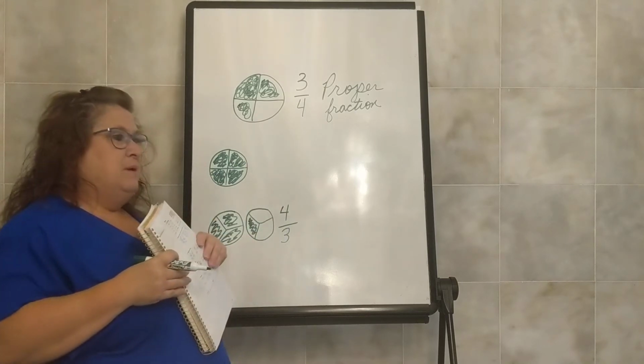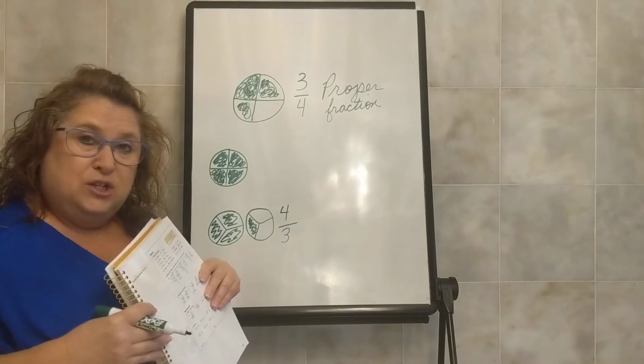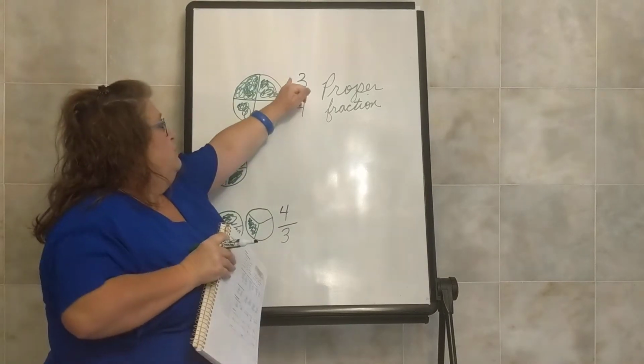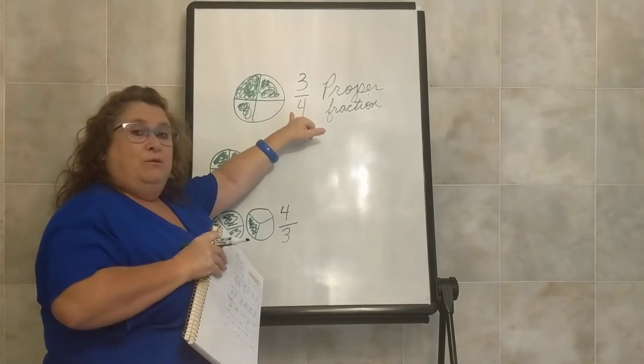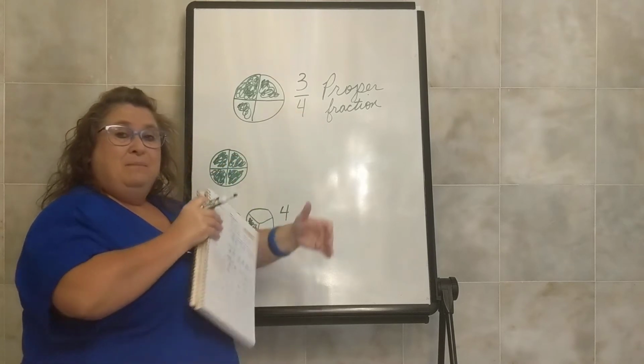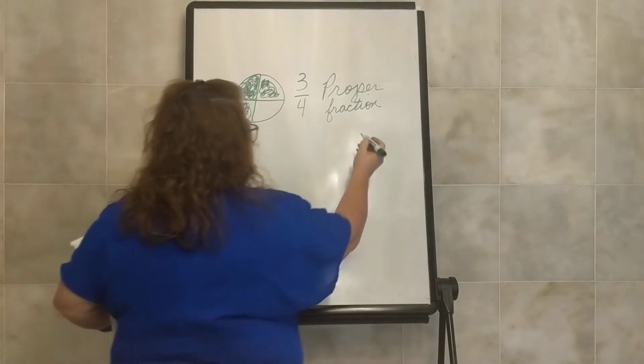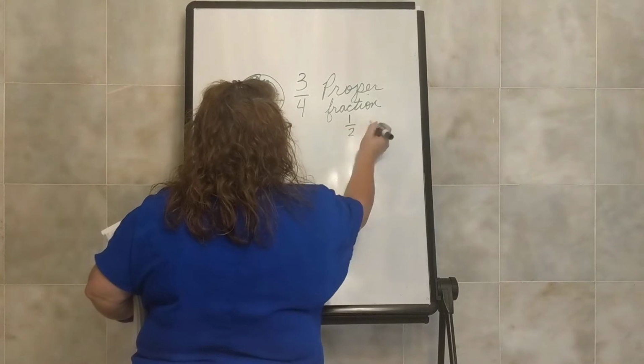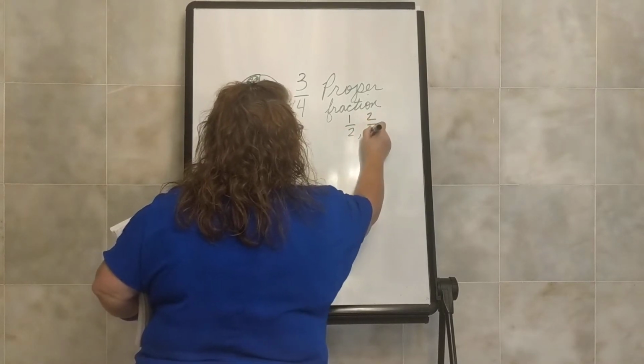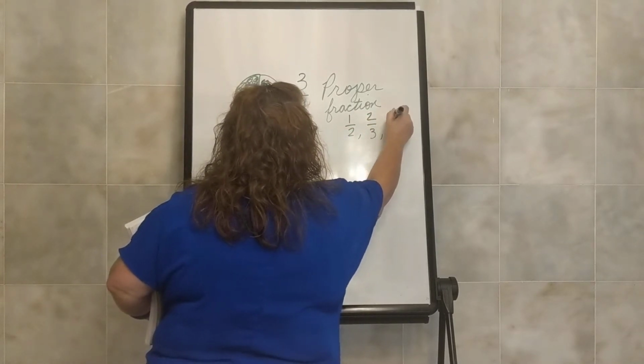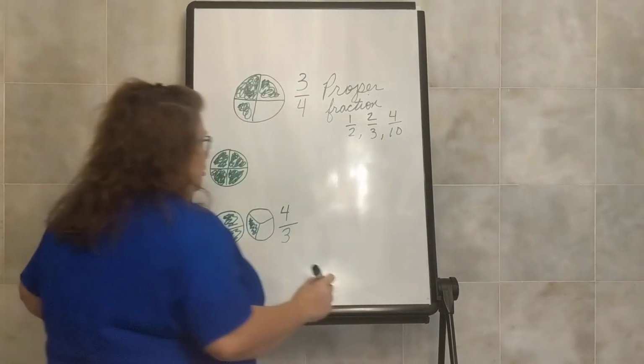You may ask me, what exactly makes that a proper fraction? It's a proper fraction because the numerator is smaller than the denominator. So that makes it a proper fraction. Anytime you have your numerator smaller than your denominator, then you have a proper fraction, okay?